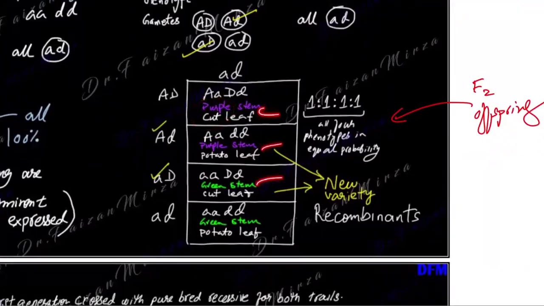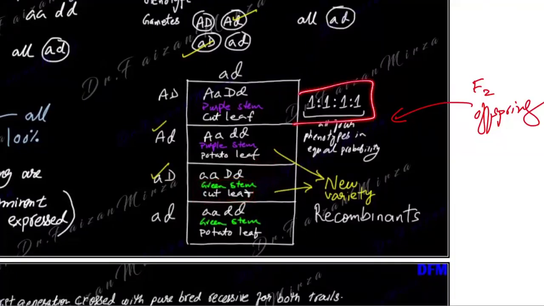First of all, we see four phenotypes here. Why? Because you have purple cut being produced, and you have green potato being produced. They both are parental class, but we see a new feature: purple stem with potato leaf, and green stem with cut leaf. So these both are new varieties. These both are called the recombinants.